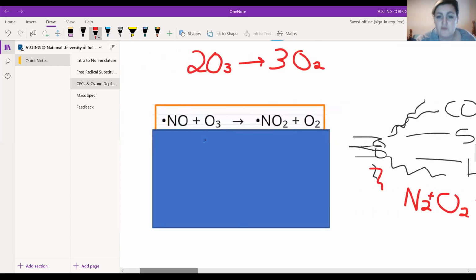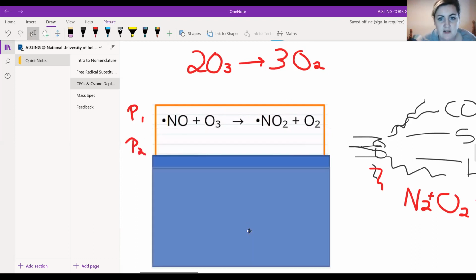Right, so very similar to the last step. The radical is going to grab one of the oxygens and it's going to form NO2 here, and then we have our O2 that's left from the ozone there. Party's not over yet. What's going to happen? So this is P1. Propagation always comes in pairs. So we still have a radical that wants to get in the action, our NO2 radical.